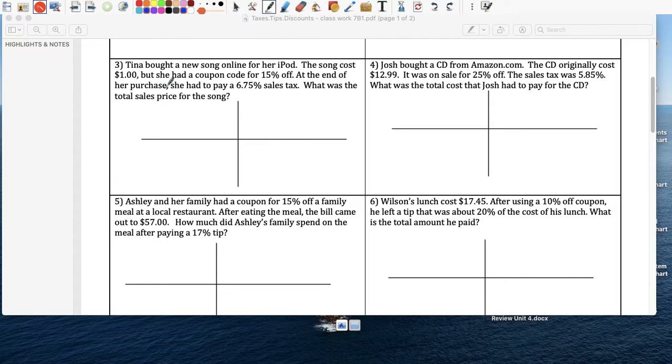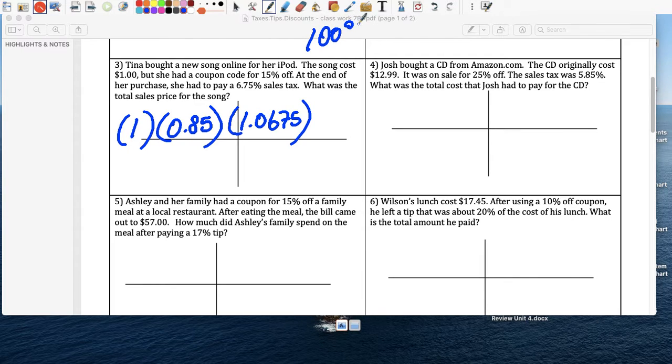Here, what is this? A song costs $1. She had a coupon for 15%. Okay, so here's $1. If I have a coupon, if I have discount 15%, it means I'm responsible for 85%. Price is going to reduce, of course, right? So I get a new price, and from that new price, I'm going to pay 6.75 in taxes, which becomes 1.0675, right?